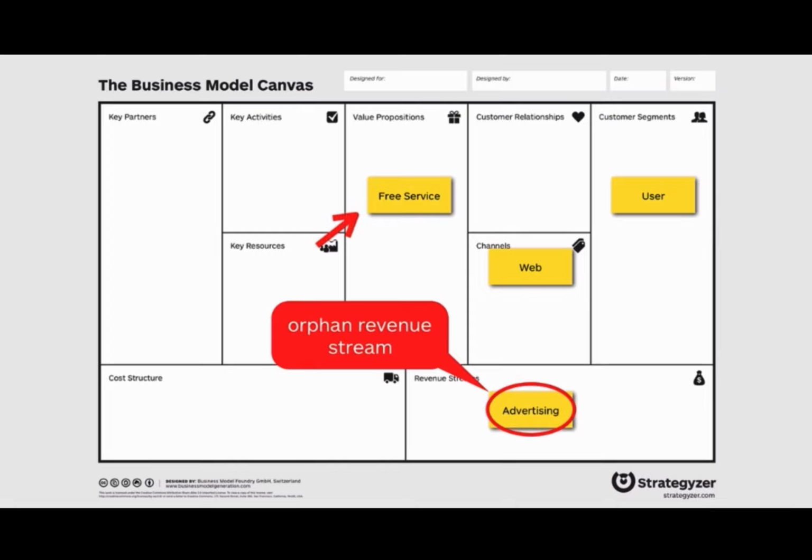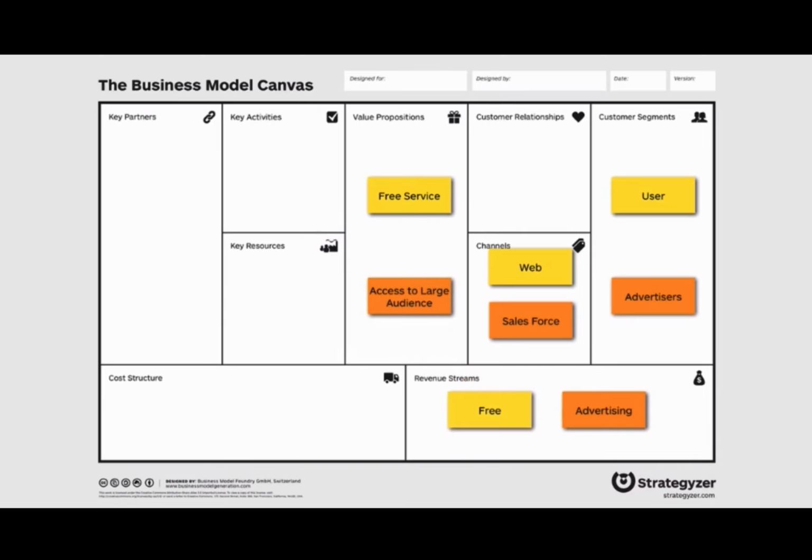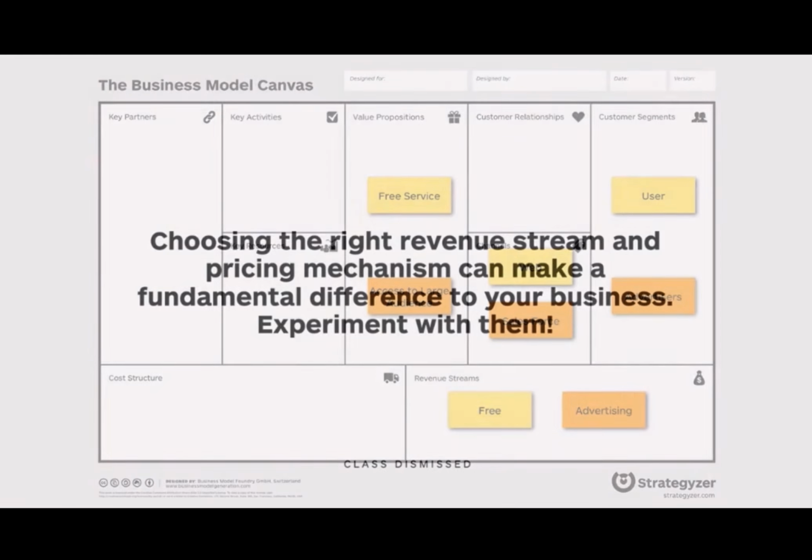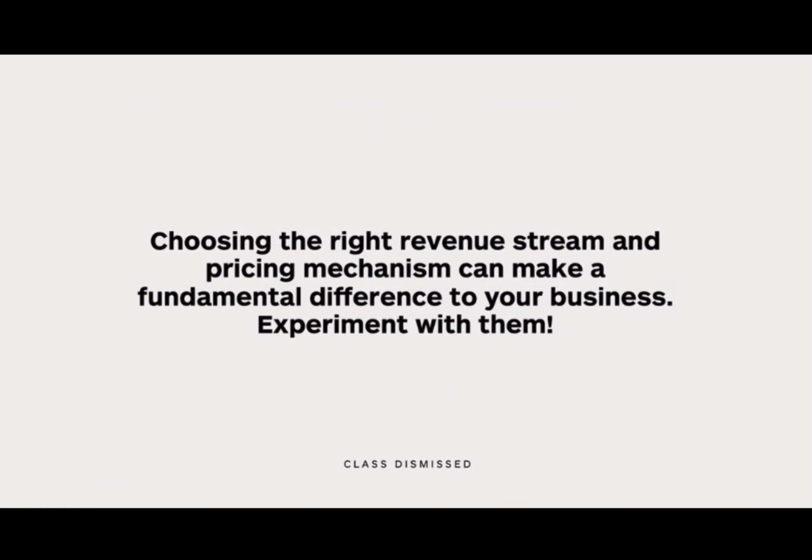In fact, the business model should look very different. You should have a free revenue stream and one from advertising, and that is paid by advertisers for a very particular value proposition. This is very important because the business model can only work if you have two segments and a clear value proposition to both segments. So make sure you think hard about the right revenue stream and the right pricing mechanism because it can make a huge difference. And don't hesitate, experiment with different possibilities. Class dismissed.